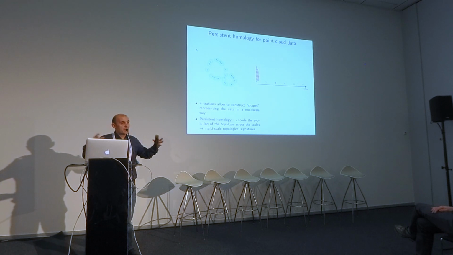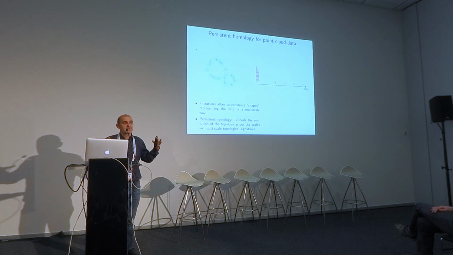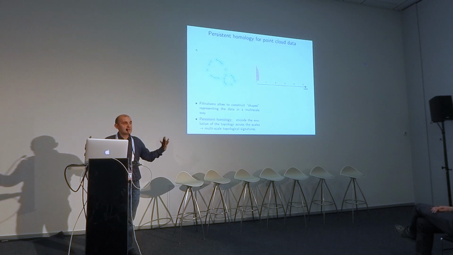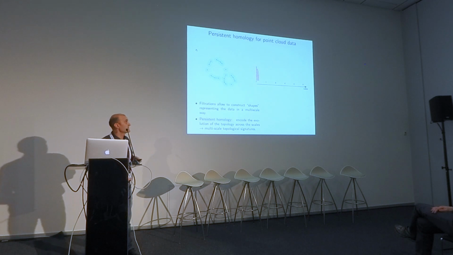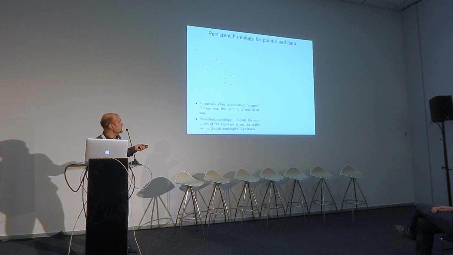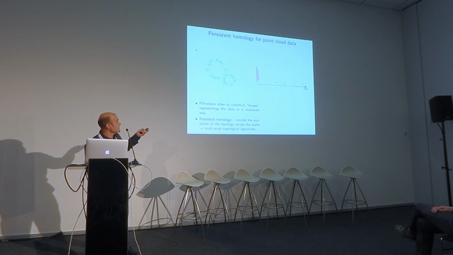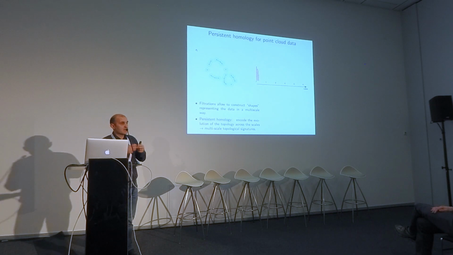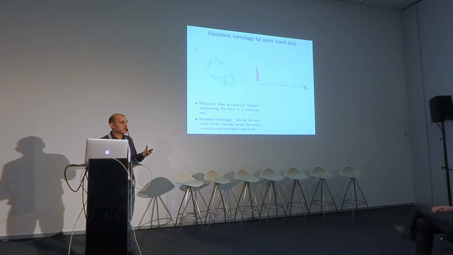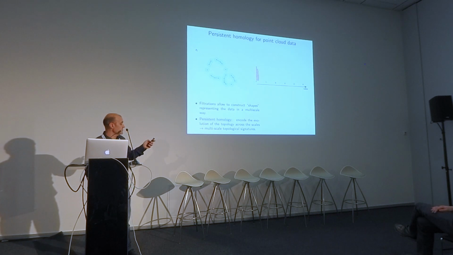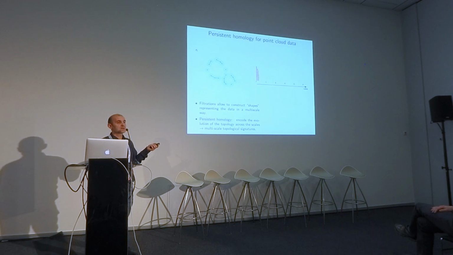So when you grow balls, you build a nested family of spaces. You look at this union of balls, and you keep track of the evolution of this nested family of spaces. For example, here, at the very beginning, you just have a finite set of points. Then when you start to grow balls, some balls start to intersect, and you get some connected components that get merged together. And what you do when you do persistent homology, first, you keep track of the evolution of these connected components.